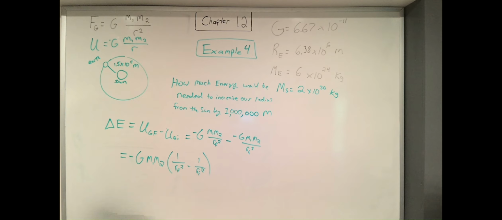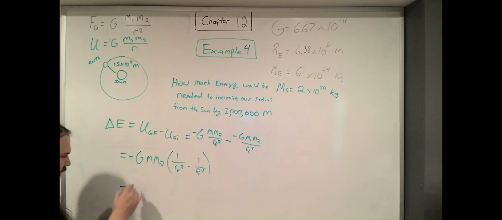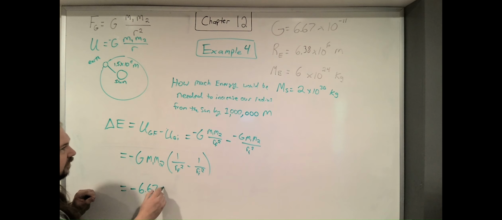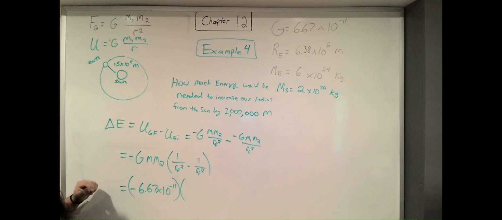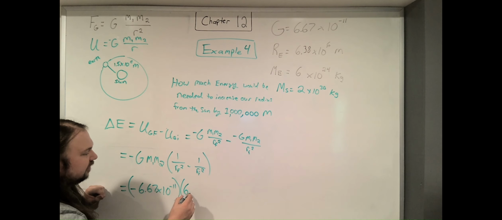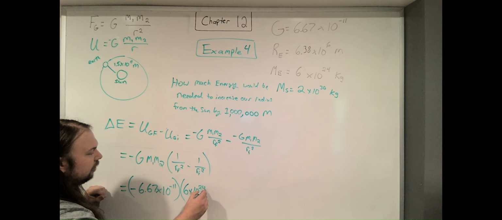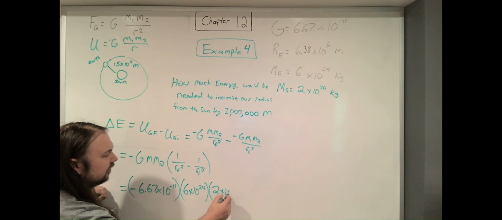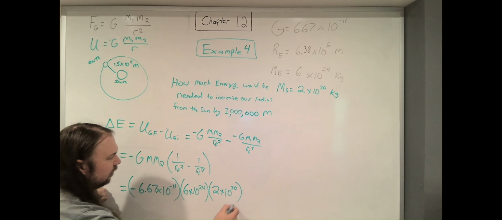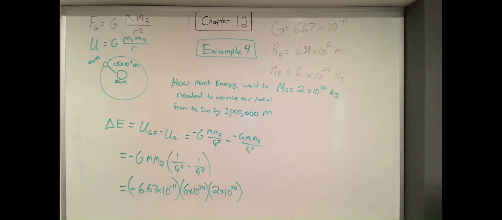All right, let's plug in some numbers and see what we get. We're going to have a very large equation. We're going to have negative G, so 6.67 times 10 to the negative 11th. That's our negative G. For mass 1, let's pick planet Earth, the mass of planet Earth, 6 times 10 to the 24th. Let's pick mass 2 to be the sun, 2 times 10 to the 30th. And now we have our two radii.